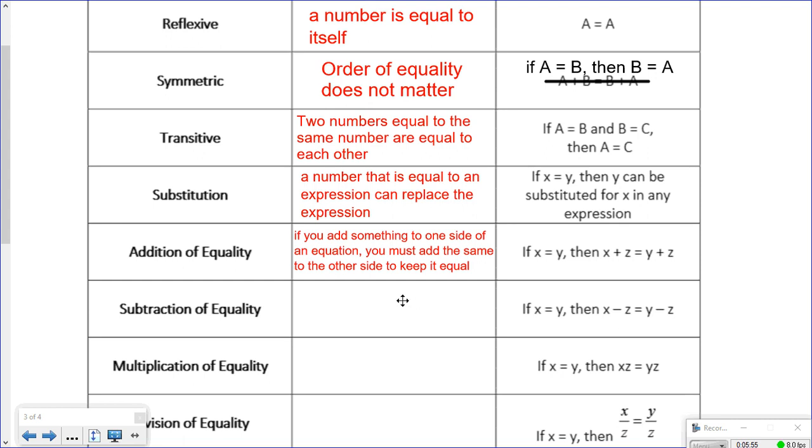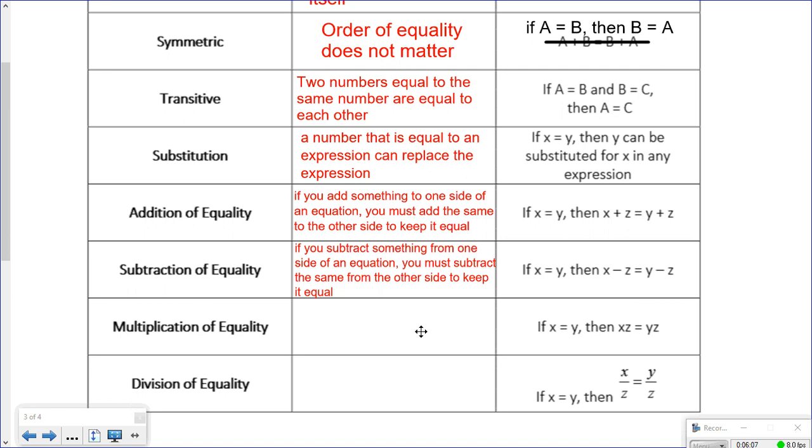Subtraction, same thing, but if you're going to subtract something from one side, you have to do it to the other side to keep it equal. So if I had x equals y and I wanted to subtract z, I have to do it to both the x and y. Multiplication property of equality. If you multiply something by one side of the equation, you must multiply the same thing on the other side to keep it equal. So again, I have to multiply everything by z with the x and y.